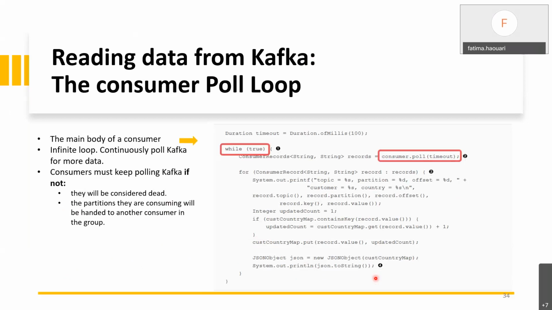So here, if we can see, the poll returns records, a list of records. And then the consumer, in the for loop, for each record, does some processing here, just printing the topic, partition, offset, the key and the value. So it will receive a set of records, but it will process them one by one.